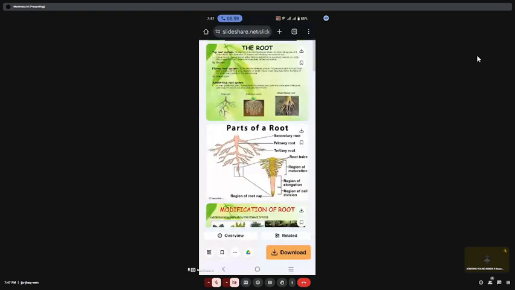Understood? What is the main function of the root system?